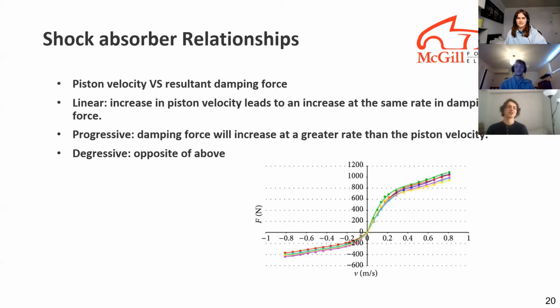And the relationship we're talking about is between piston velocity and resultant damping force. This is also known as the characteristic of the shock absorber. This relationship can be linear, where an increase in piston velocity leads to an increase at the same rate in damping force. Or the relationship can be progressive, where the damping force will increase at a greater rate than the piston velocity. Or finally, you could have a digressive relationship, where the damping force will increase at a lesser rate than the piston velocity. And there's an image there showing, I guess, force measured against piston velocity.